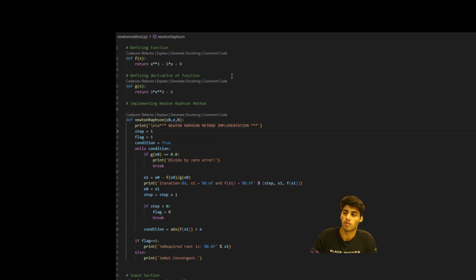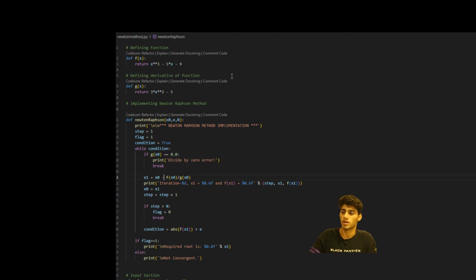Now we have created variables here: step equals 1, flag equals 1, and condition equals true. While condition is true, if the derivative is equal to 0, then we print divide by 0 error, because the formula I told you was x2 equals x1 minus f of x1 upon derivative of f of x1. So if our derivative is 0, it will be a divide by 0 error and we will not be able to solve the equation.